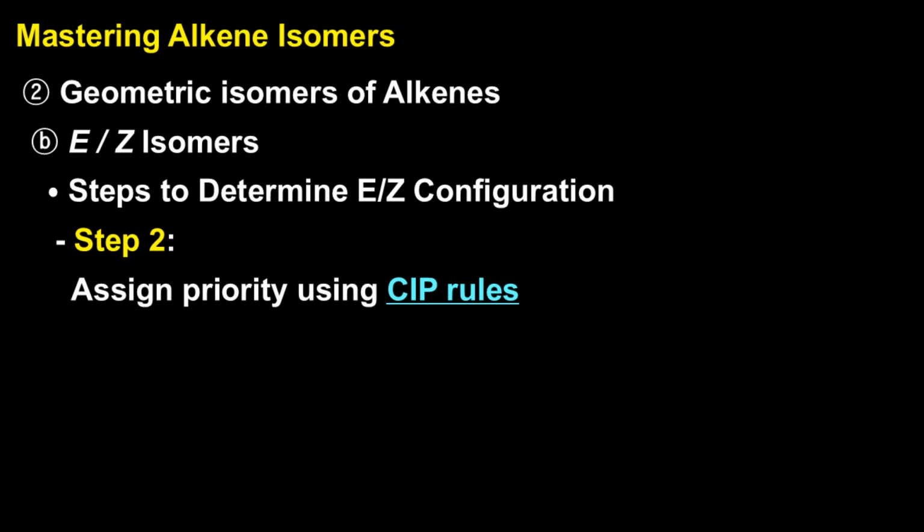According to these rules, we start by looking at the atomic number of the atoms that are directly attached to each carbon of the double bond. The rule is simple. The higher the atomic number, the higher the priority it gets. Now, if the two atoms directly attached are the same, we don't stop there. We keep moving outward, one bond at a time, until we find the first point of difference.